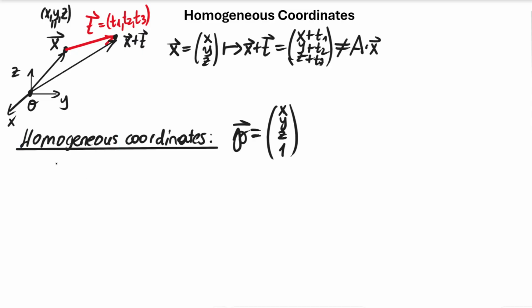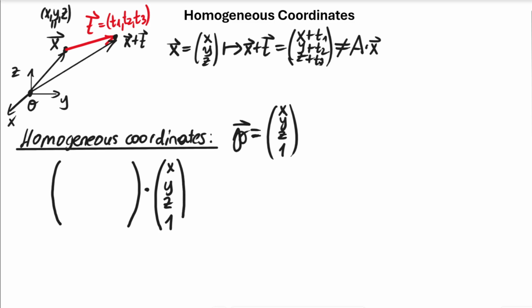So what we're gonna do now is the following. We want a matrix vector product with this homogeneous coordinate P, which is X, Y, Z, 1 in the four-dimensional space, and we want to describe this translation. So this means we have X, Y, Z, but shifted by T1, T2, and T3. This is what we want. The last coordinate should stay the same.